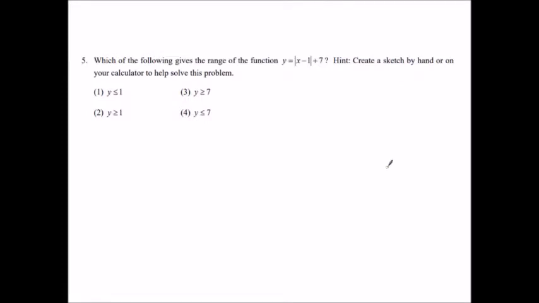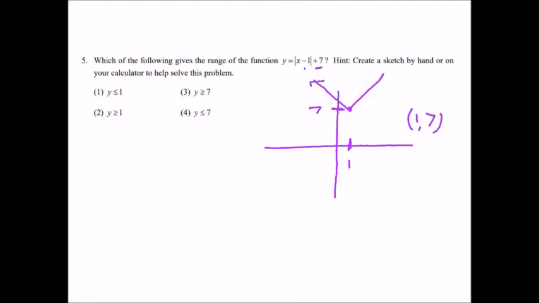Number 5, which of the following gives the range of the function y equals, these lines here mean absolute value, of x minus 1, plus 7. It says create a sketch by hand. So this plus 7 means it's going to be shifted up 7 units. This minus 1 means it's going to be shifted right 1 unit. So its vertex is going to be at 1 comma 7, and it's going to do something like this. Absolute value function looks like a V.